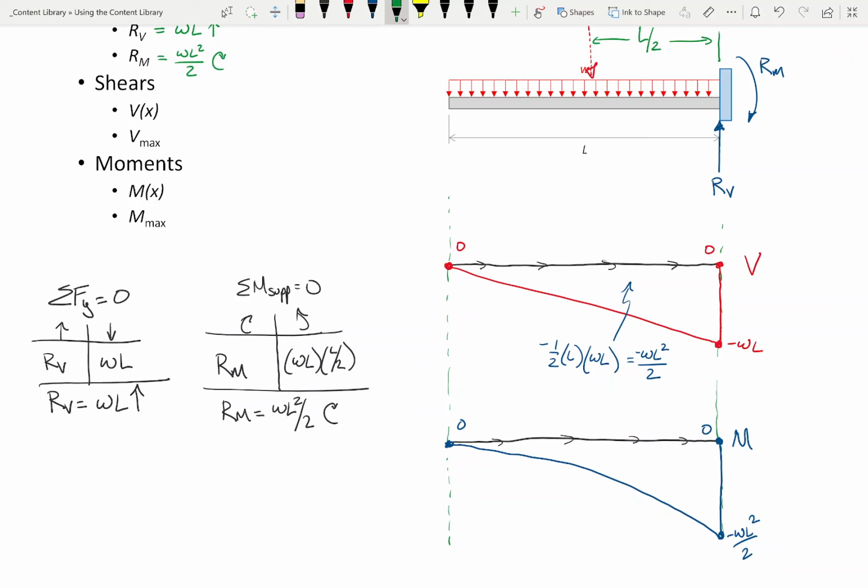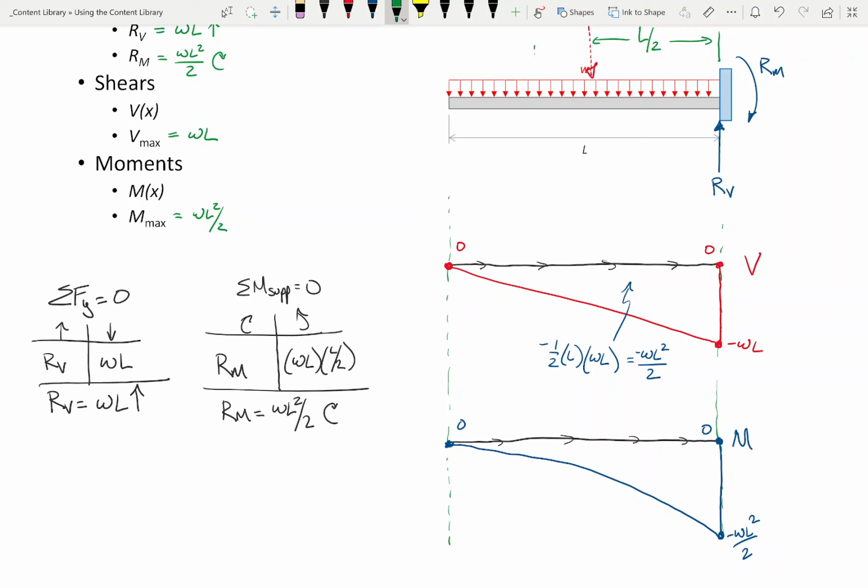I'm going to knock one of these out real quick. So what about Vmax and Mmax? Well, whenever we write these out, we typically write them as absolute values for the purposes of a formula. So Vmax is just going to be wL. That's going to be wL squared over 2, because this is the absolute biggest value that I find on either diagram. But how do I get the functions?